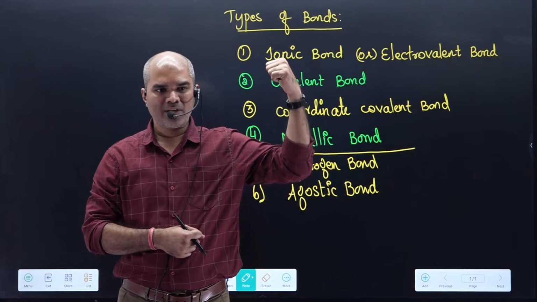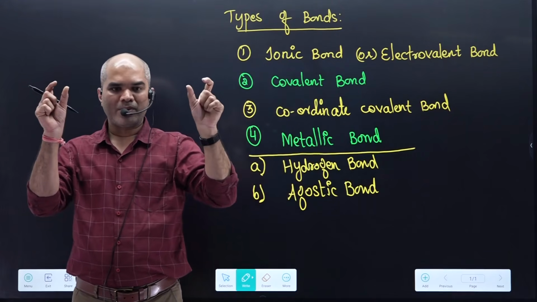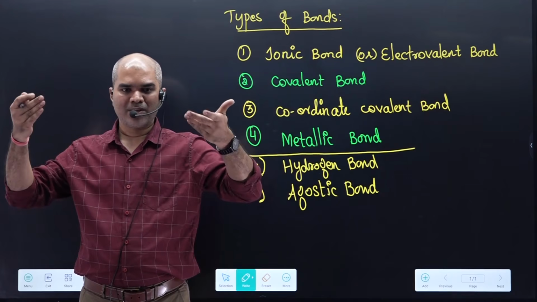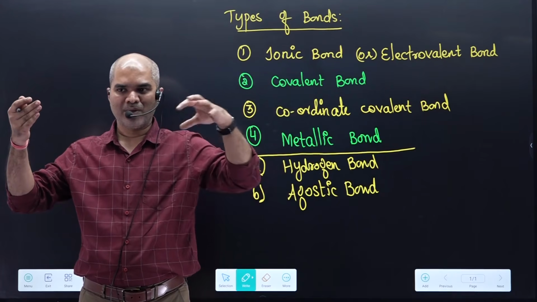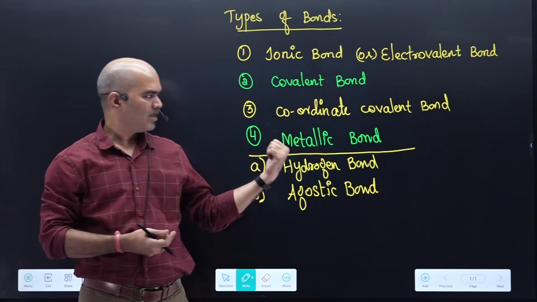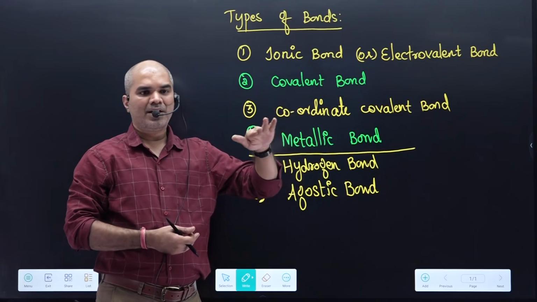Metallic bond is almost like your ionic bond. But in ionic bond, it is between two ions. Here it is not between two ions. A metal which has lost electrons and the electrons that have been lost, the electrostatic force of attraction between them is called metallic bond. It is at one level. Let us understand at a second level.